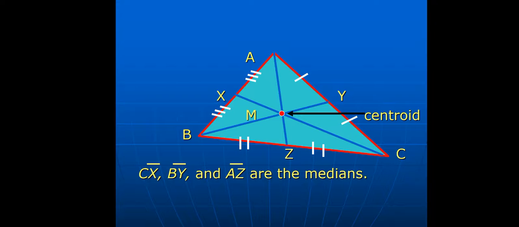Tapos, pag yung tatlong medians ay nag-meet, like for example, yung red dot na yan, ang tawag dyan ay centroid. So, ang centroid natin is the letter M, kasi dyan nag-meet yung tatlong medians natin. So, I hope you understand that.